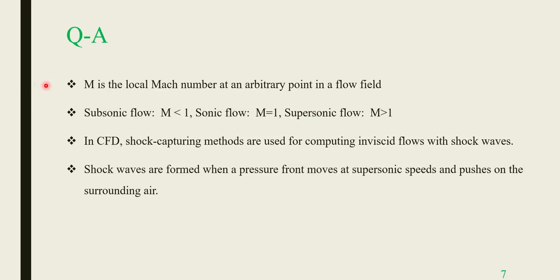What are supersonic flows? First of all, supersonic flow is the one where we have Mach number greater than 1. M is the local Mach number at any arbitrary point in a flow field. If M is less than 1, we call it subsonic flow. If M is equal to 1, we call it sonic flow. If M is greater than 1, we call it supersonic flow.